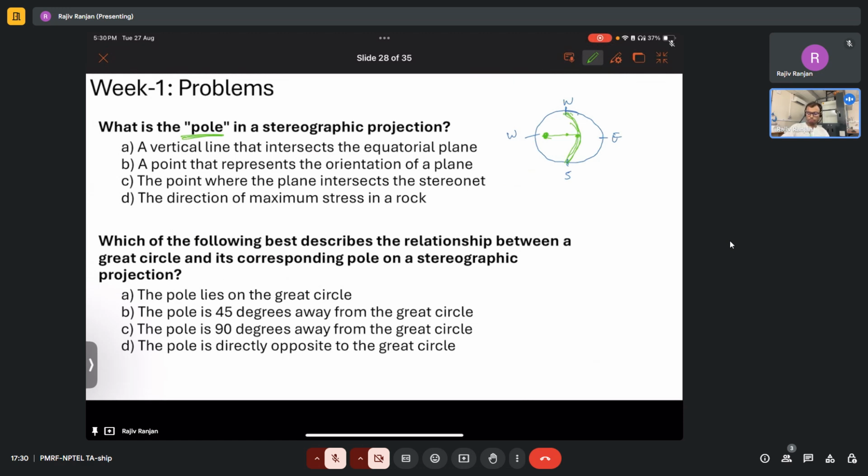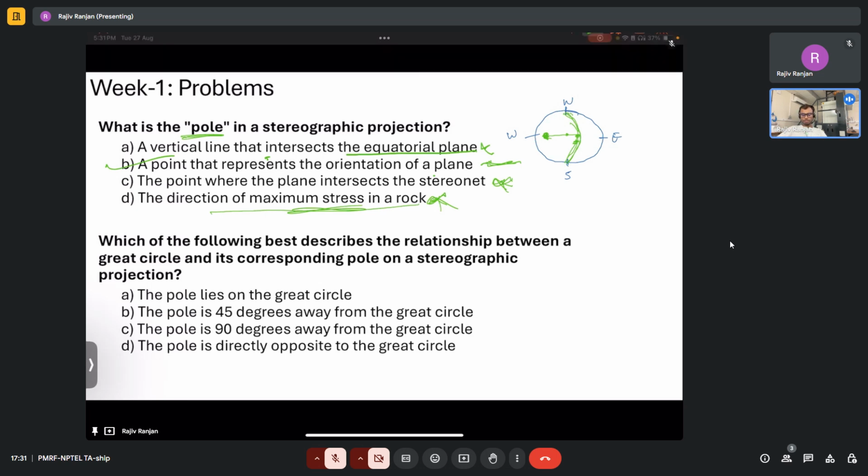So here, what is a pole in stereographic projection? A vertical line that intersects the equatorial plane. Wrong. A point that represents the orientation of a plane. Correct, right? That is what this will give you, the orientation of a plane. The point where the plane intersects the stereo net. Wrong. It's nothing to do with the stress. Wrong. So option B is correct.